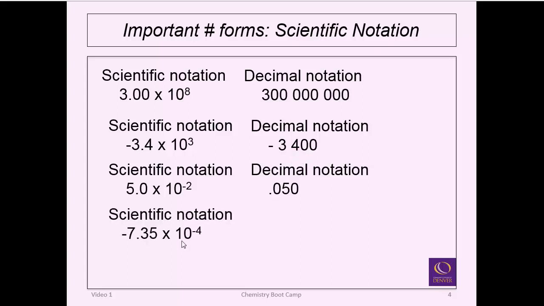So here's an example where you now have a very small negative number. So once again, you go over here to see which way you move your decimal. You move it to the left and you move it 4 times. So I start right here, 1, 2, 3, 4, and it's a negative number. You put a negative sign on there.